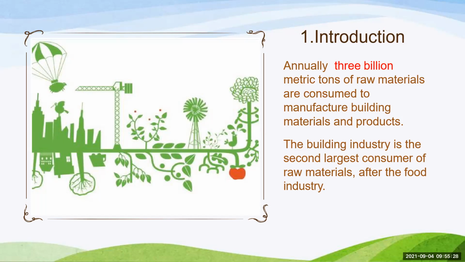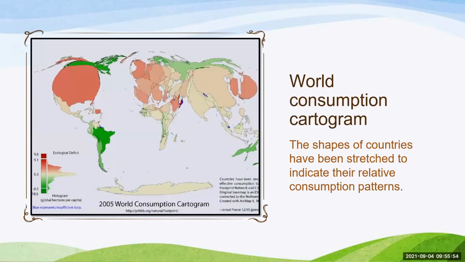Annually, 3 billion metric tons of raw material are consumed in the manufacturing of building material and products. The building industry is the second largest consumer of raw material, after the food industry. So this is the raw material used in the construction of buildings and the food industry. This is the world consumption category. The shapes of countries indicate their relative consumption pattern.